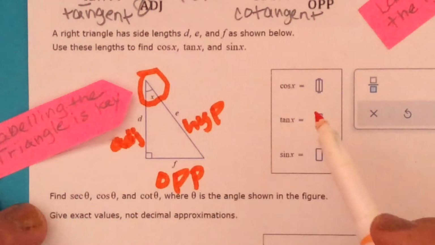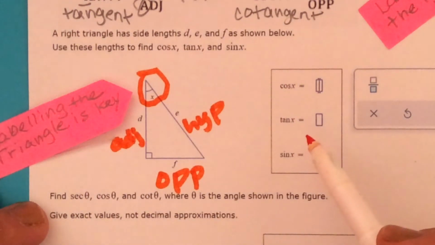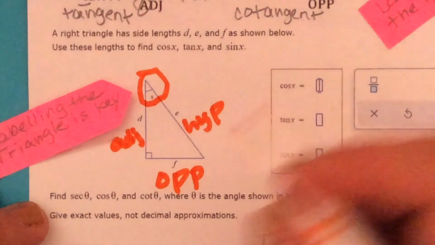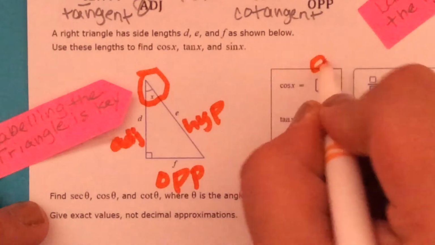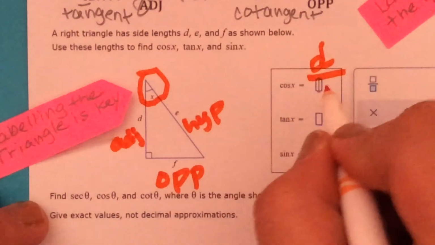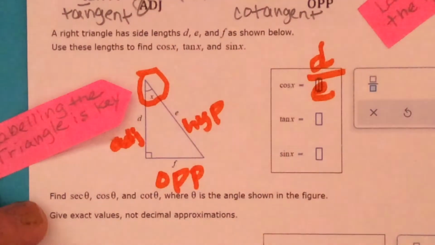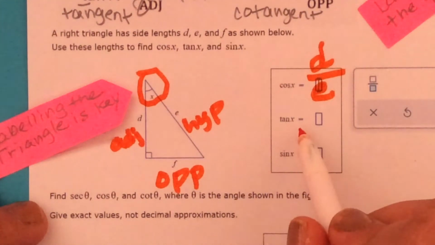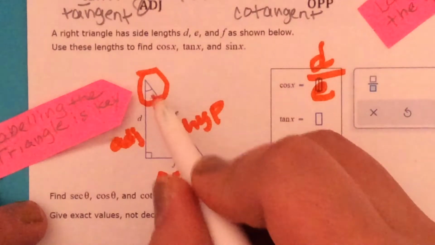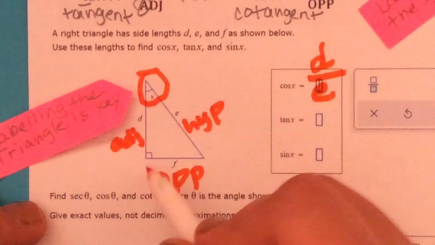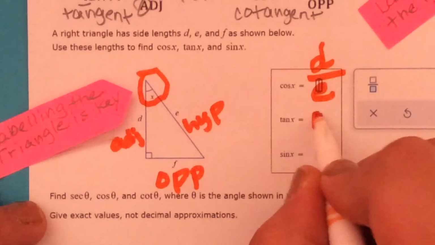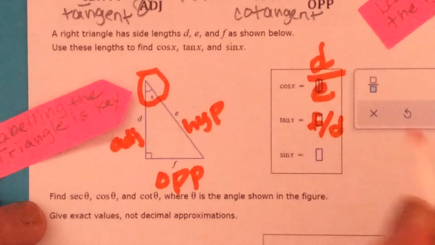So then the cosine is the adjacent over hypotenuse. So adjacent is D over the hypotenuse is E. The tangent of x is opposite over adjacent. So opposite is F and adjacent is D. So this one's going to be F over D.